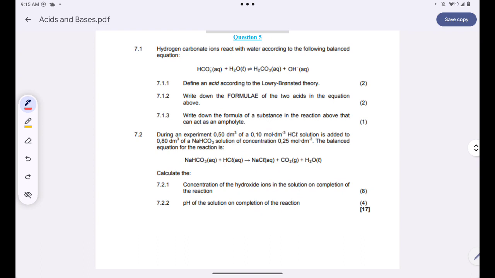Okay, we are told that hydrogen carbonate ions react with water according to the following balanced equation. This is the hydrogen carbonate ion reacting with water to form carbonic acid and OH minus ions.